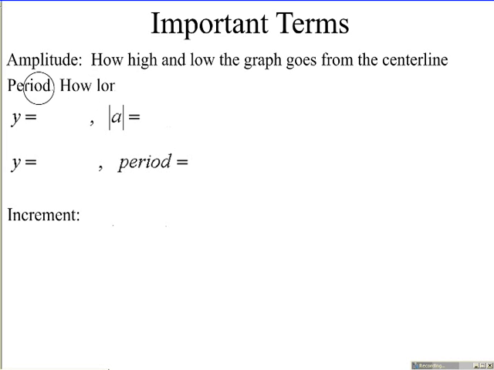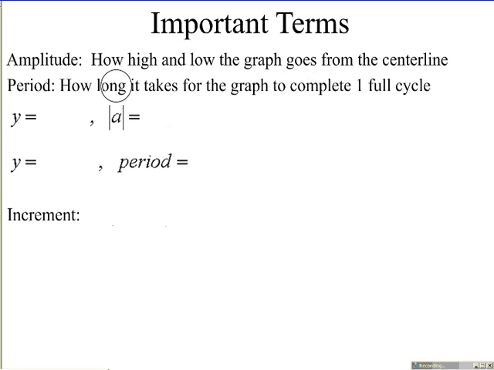Second thing is the period. Period tells you how long it takes for the graph to complete one full cycle. For those of you who have taken or are in physics, when you talk about waves, you talk about crest to crest or trough to trough as being the period. It's the same thing here when we're talking about sine and cosine waves.